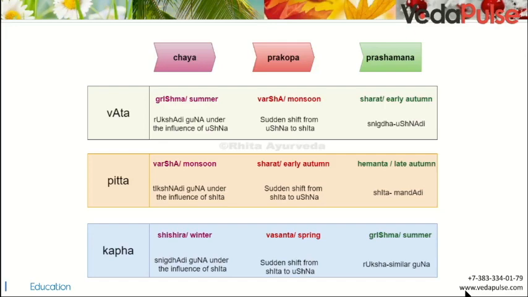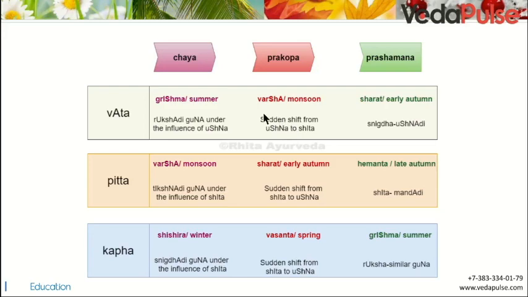Thank you. So these are the properties that push the doshas to Chaya, Prakopa, and Prashama. Ruksha, etc., natural properties of the Vata, under the influence of Ushna, causes Chaya. And when the Ushna shifts to Shita, the warmth shifts to coldness during the rains, there is a sudden change, and then there is Prakopa of Vata. So wherever you don't have a specific season for rain, and there is rain practically all throughout the year, it is in those places you have to be extra careful.